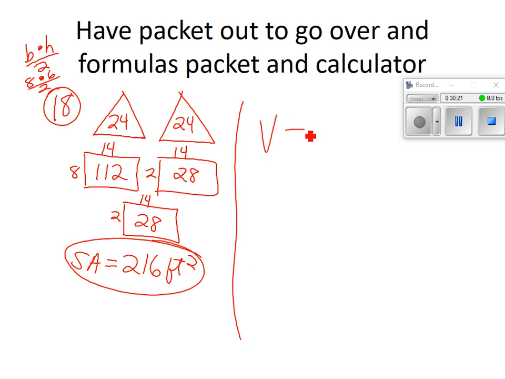Volume. It's not a rectangular prism, so we can't just do length times width. What formula do we have to use? Big B times the height. Big B is the area of the base, which was the triangle, right? So what's the area of the big base? 24. 24 times 4. The height is the distance from one triangle to the other. Even though it's sitting on that side that's shaded, that's not the base, all right? That's actually the height. So how tall is this triangular prism?